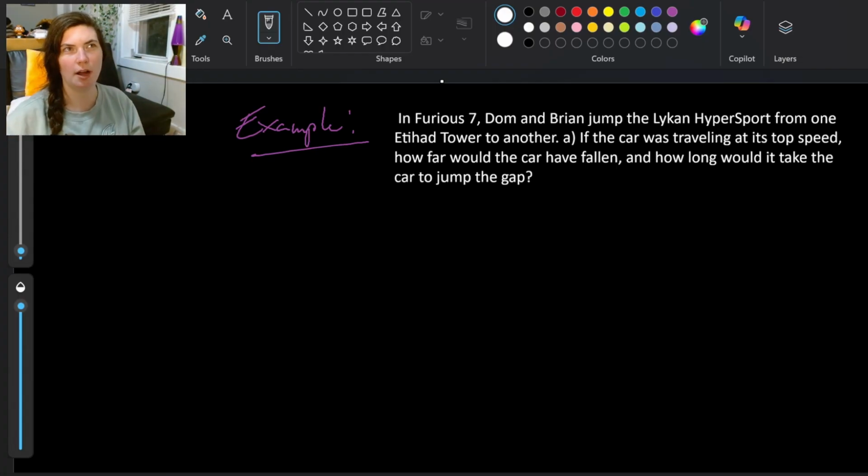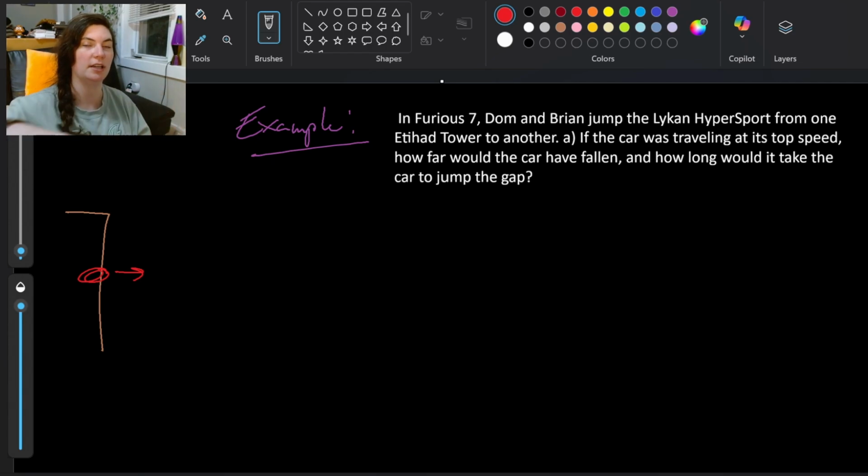So let's draw a picture. I know we saw it in the video, but let's draw a picture of what's happening with this car. So we have one building that our car is being propelled out of. Our car is coming straight out from the building. It's on a level floor, so it's going to come straight out with an initial velocity and then fall due to gravity until it crashes into the other building.